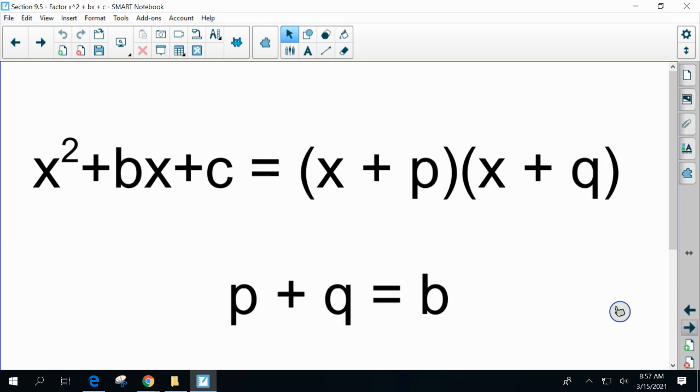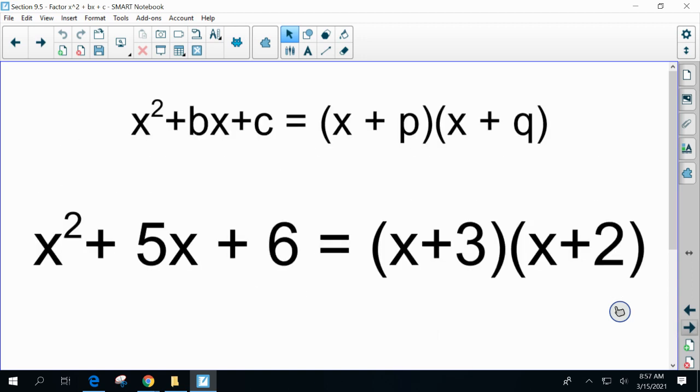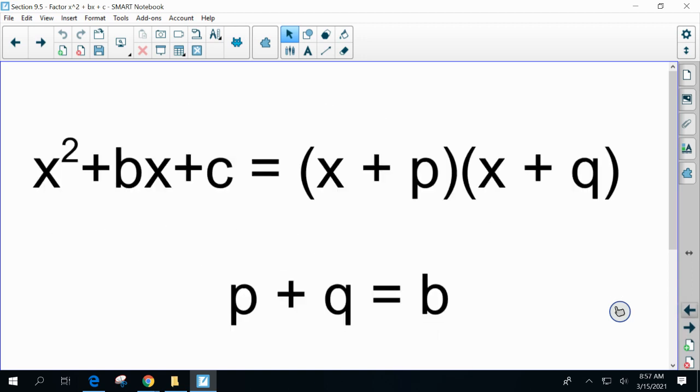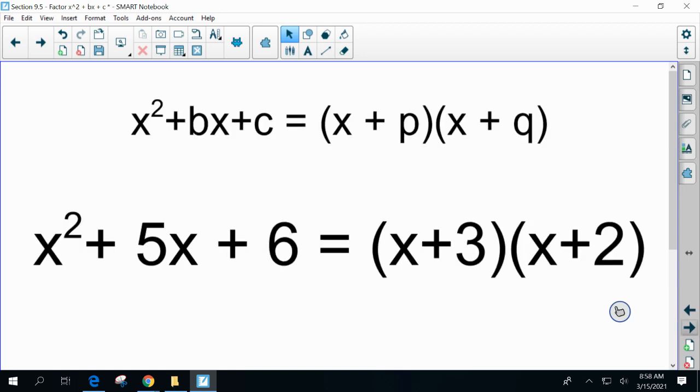So here we have, we're going to skip some stuff here, but this is called a quadratic right here. This is a trinomial, and this is going to factor out to be two binomials. So two sets of parentheses is how we're going to factor this. Okay, so here's your first example of this with actual numbers.